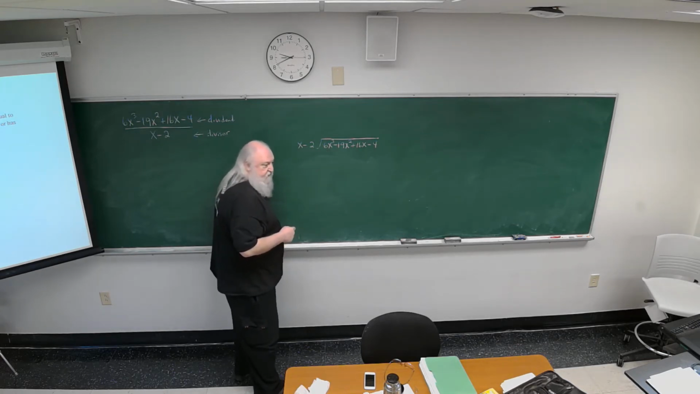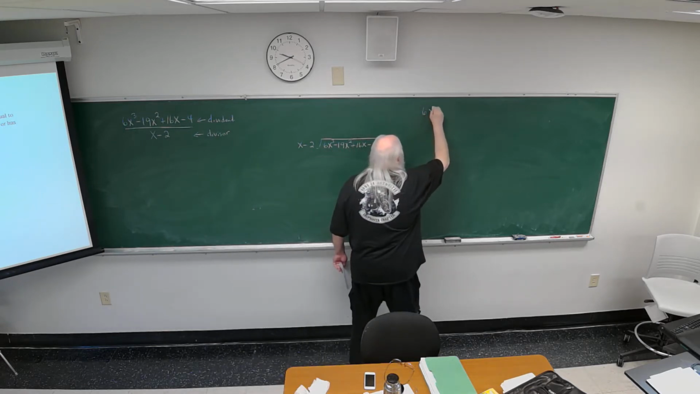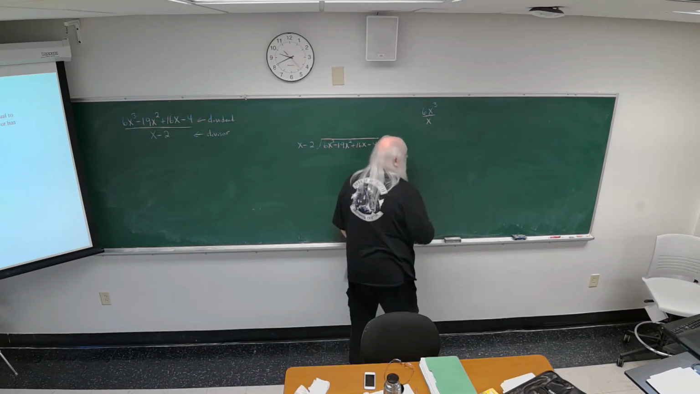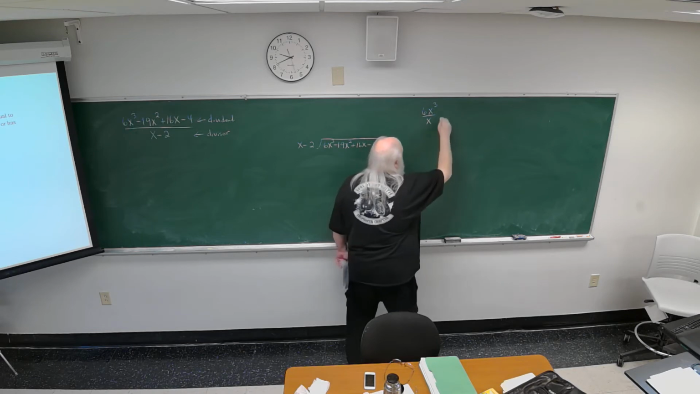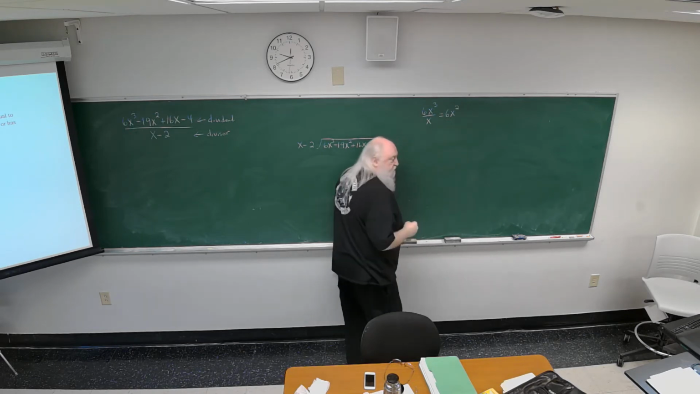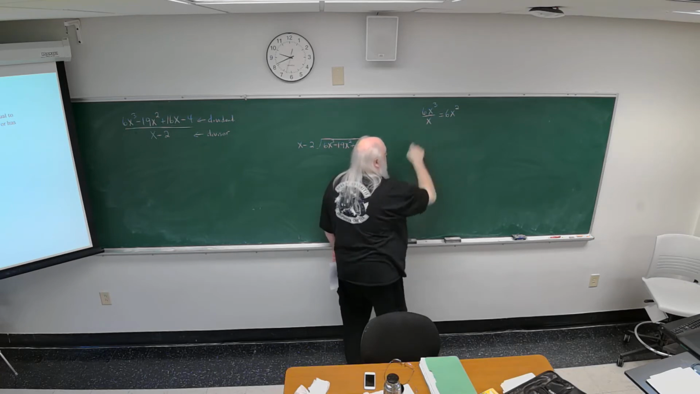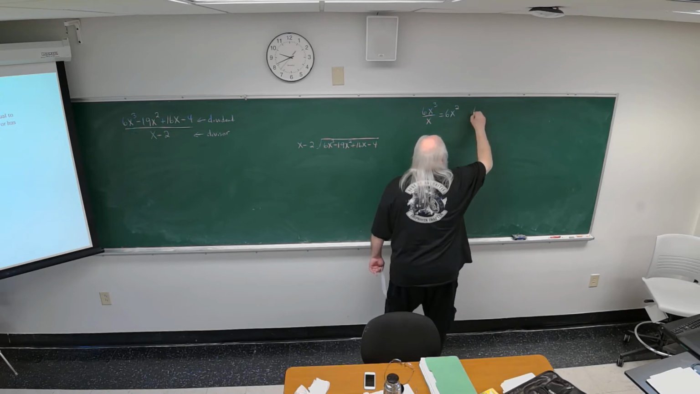That's the divide. So to do that, you set it up as a fraction. 6x cubed divided by x. And using the rules of exponents, that simplifies to 6x squared. So x goes into 6x cubed 6x squared times. That's the divide.